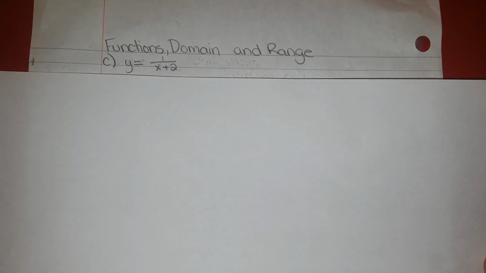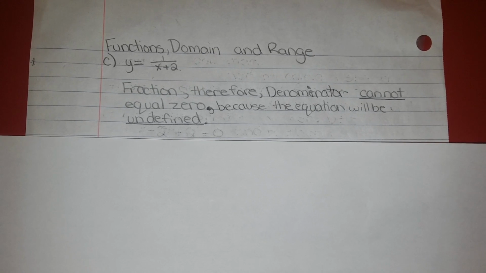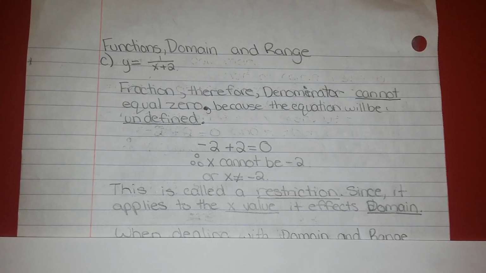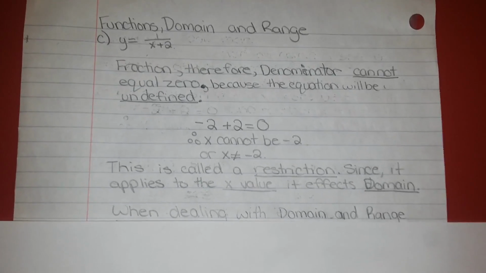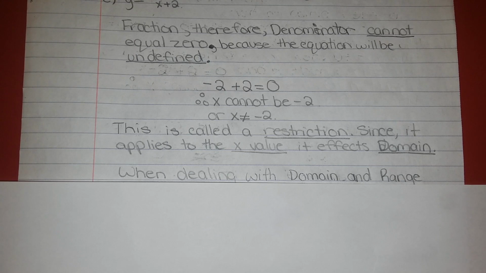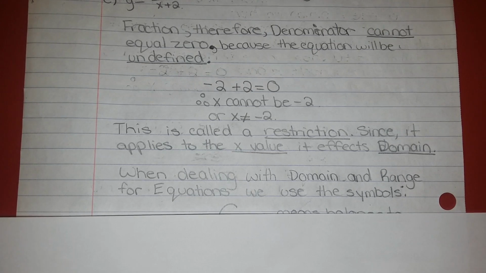Question, we have 1 over x plus 2. This is a fraction, therefore the denominator cannot equal 0 because the equation will be undefined. So now we have -2 plus 2 is equal to 0. Therefore, x cannot equal -2. This is basically a restriction, and since it applies to the x value, it affects the domain.